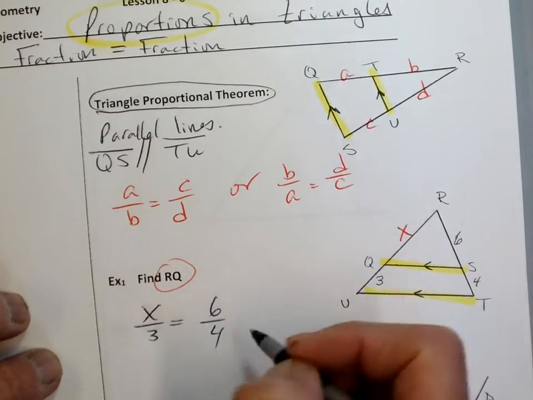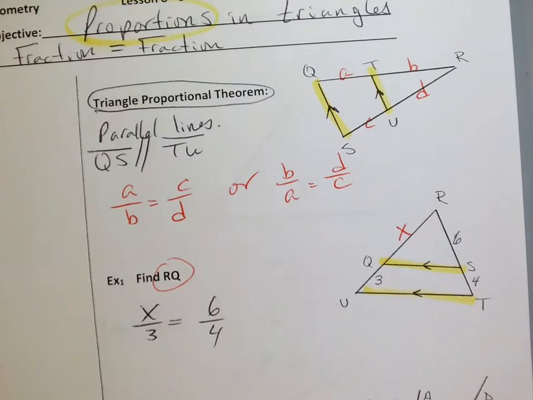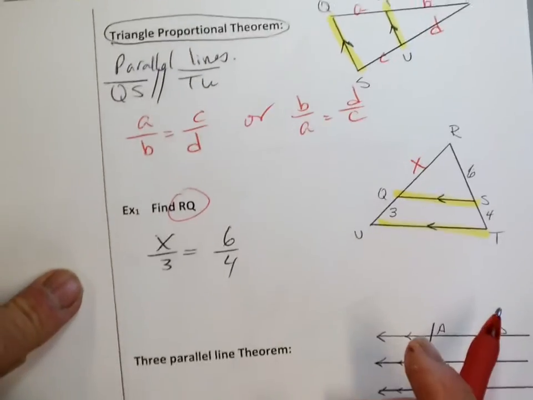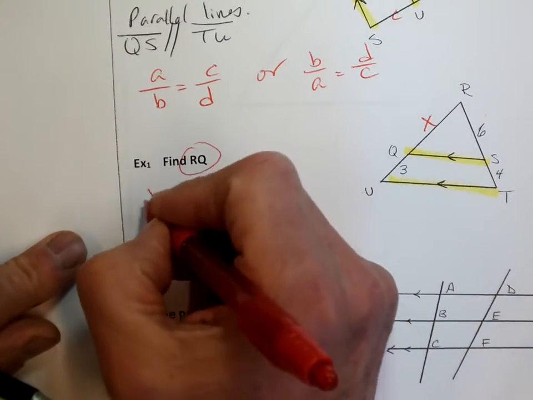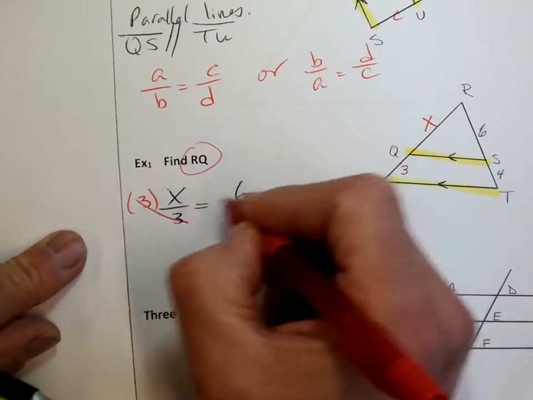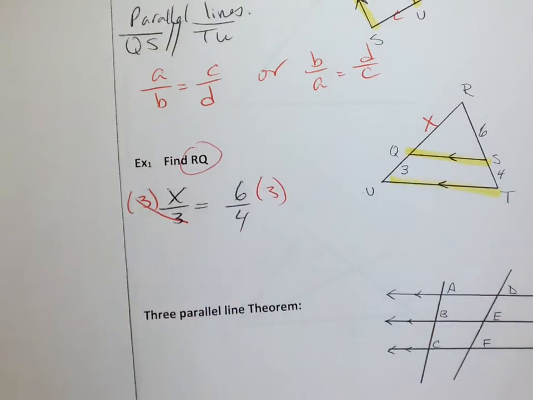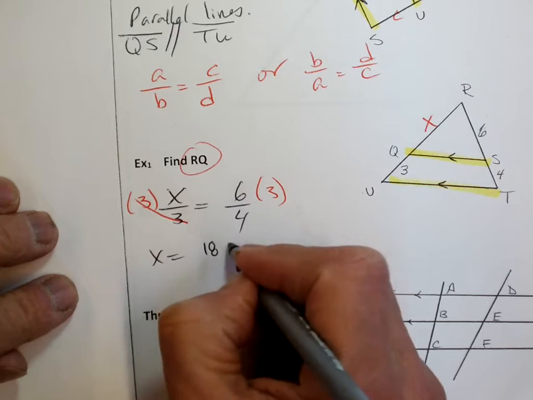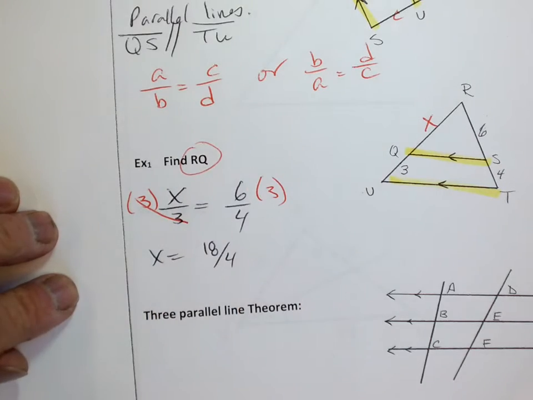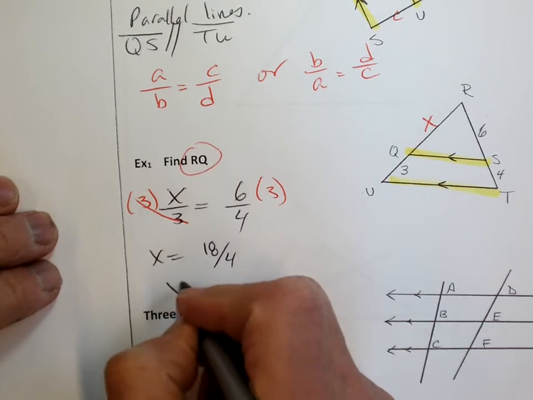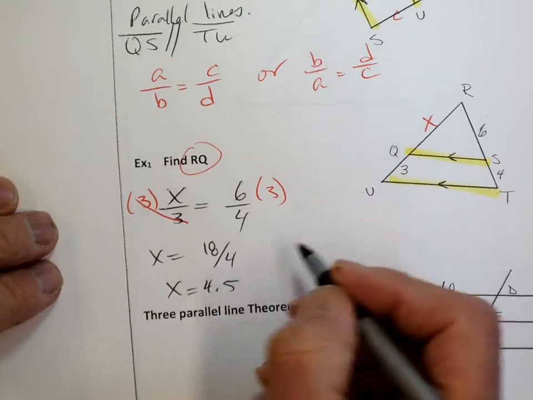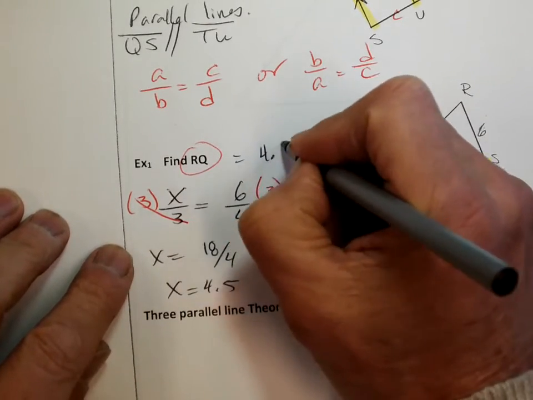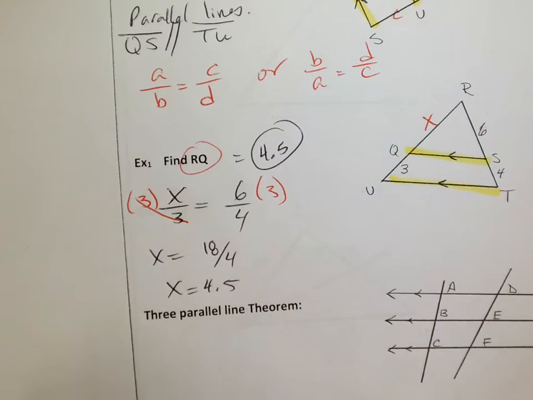And I need to now solve for x. Well, x is divided by 3, so let's multiply by 3 on both sides. Let's see what I get. I'm going to get x is equal to 18 divided by 4. Let's see, this is 9/2, which is 4.5. So QR is equal to 4.5. Boom, there it is.